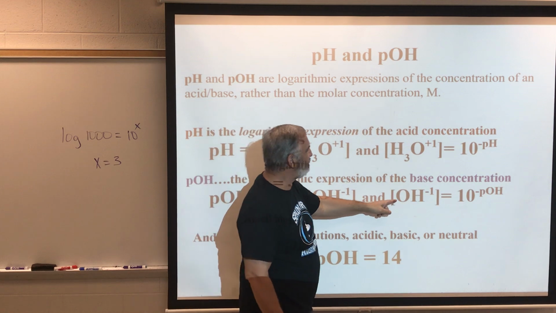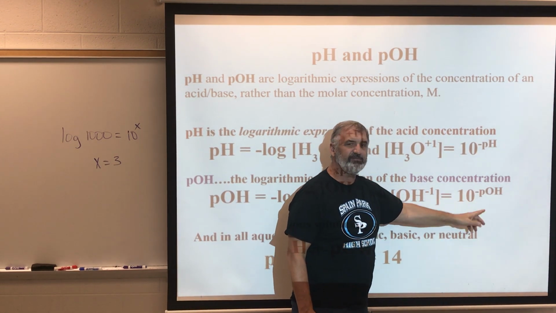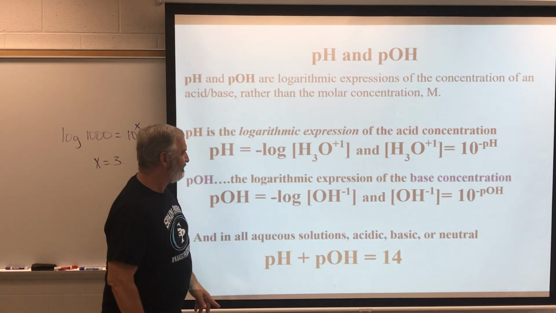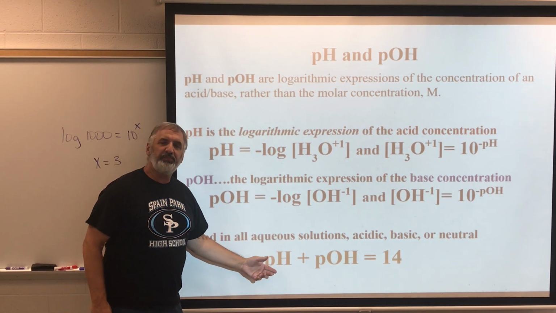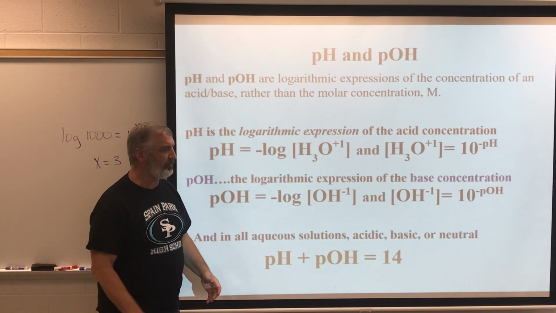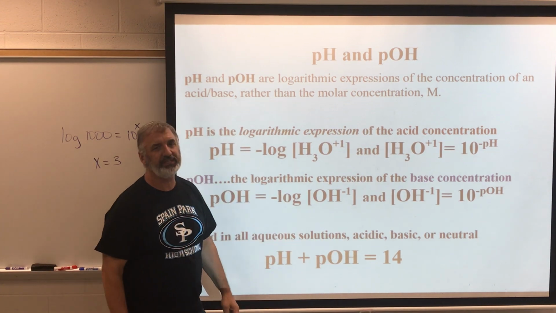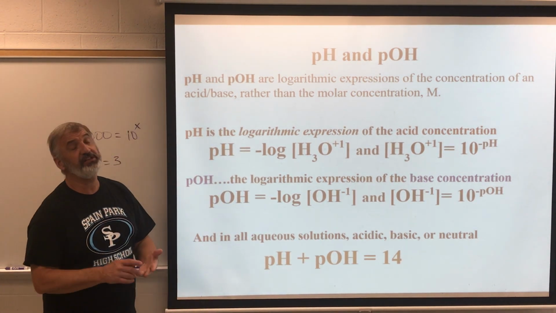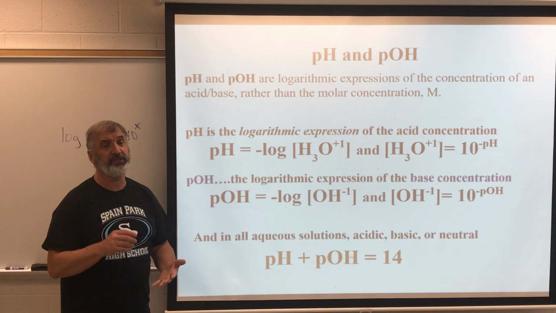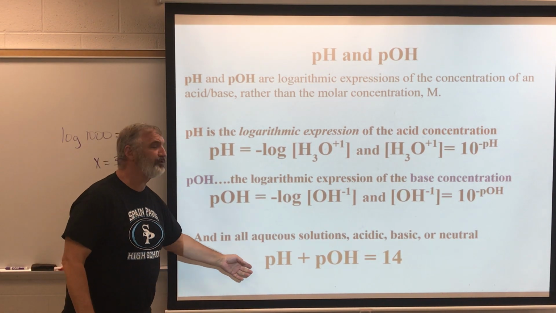And the same thing, if I want to find the OH minus from the pOH, it is 10 to the negative pOH. Now, because we always have H plus and OH minus, and they're inversely proportional, pH and pOH always equals 14. So if you know the pH, you can find the pOH very simply. Just subtract from 14. If you know the pOH, you can find the pH very easily from subtracting from 14.